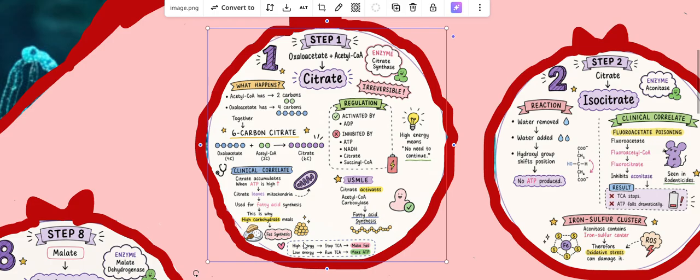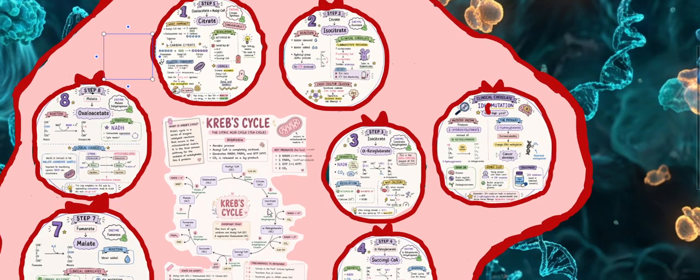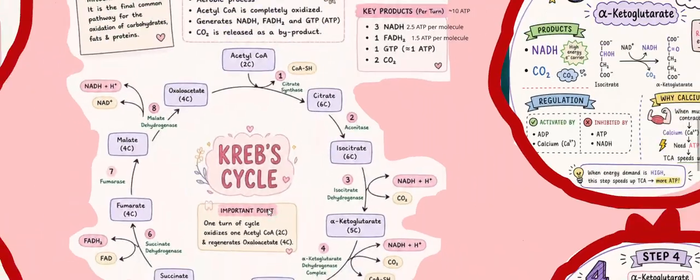So high energy, stop the TCA, make fat. Low energy, run the TCA, make ATP, which is why sometimes it's very good for us to go on low energy. So back to our main Krebs cycle, right?